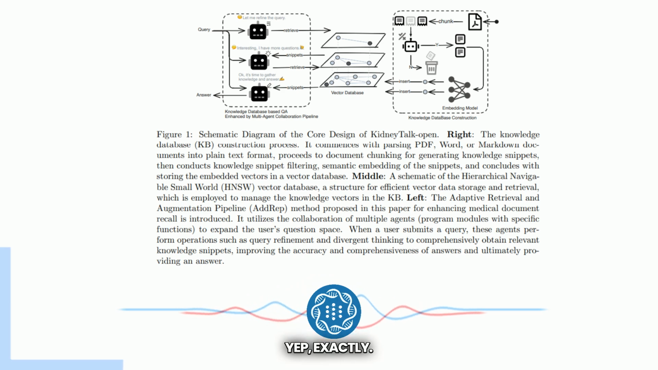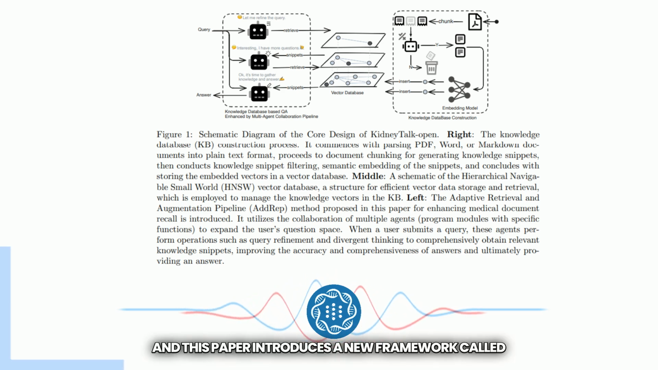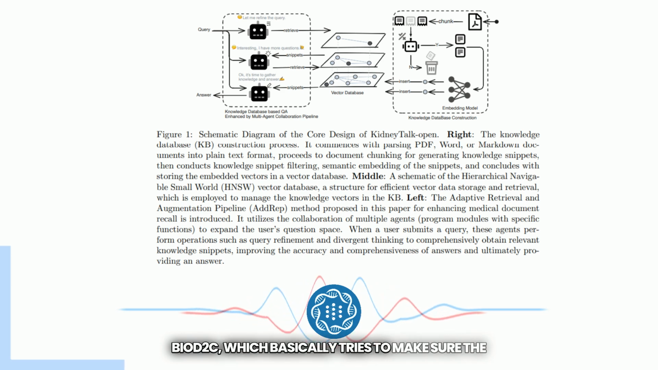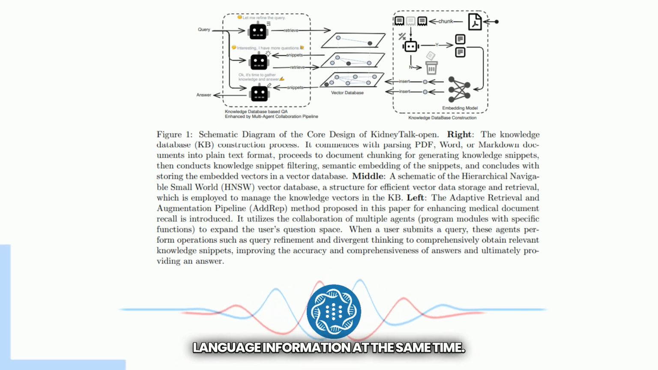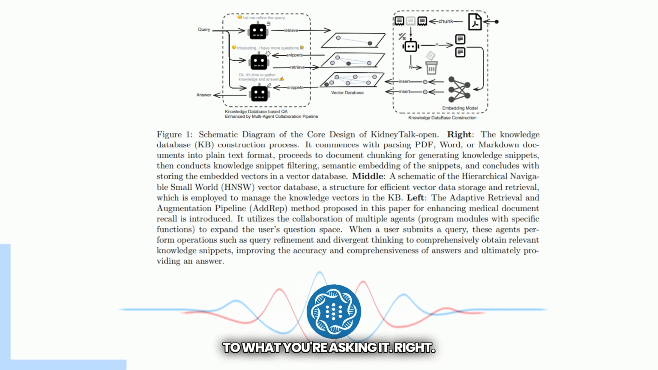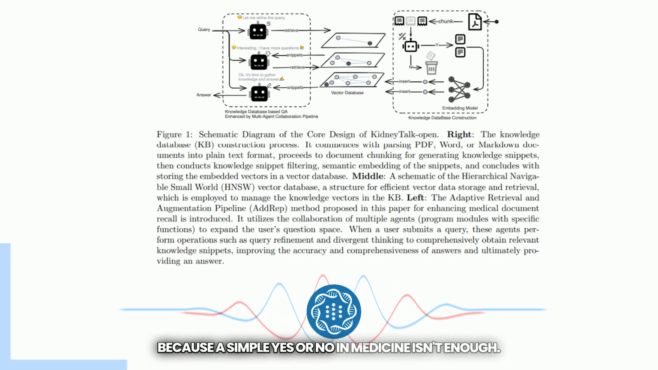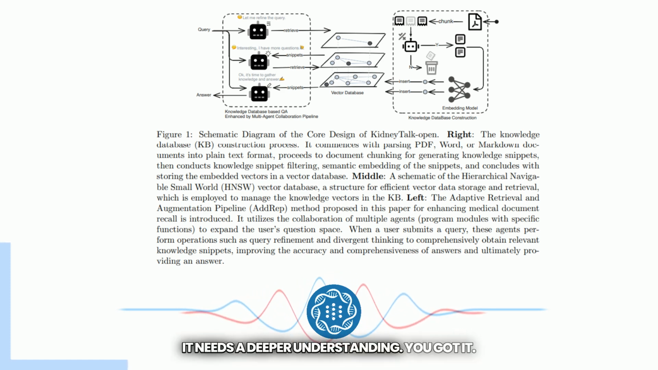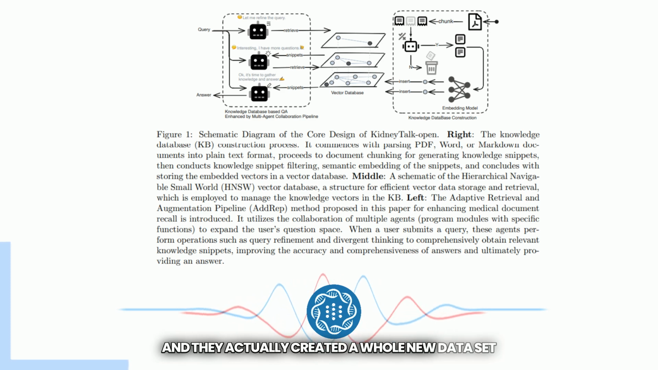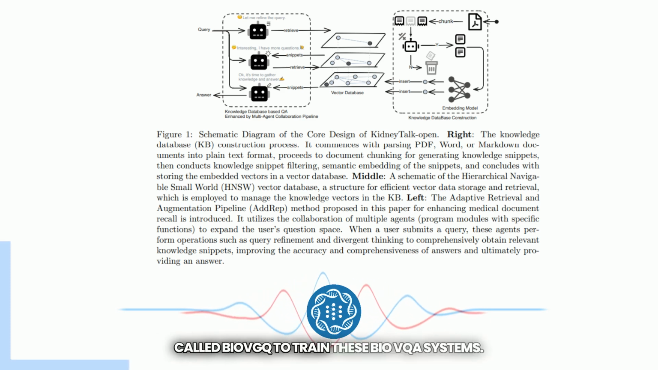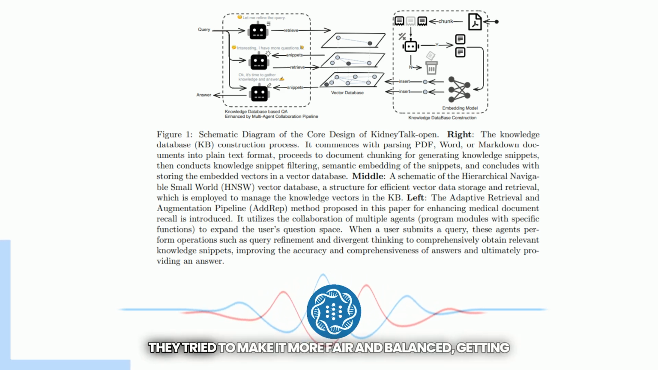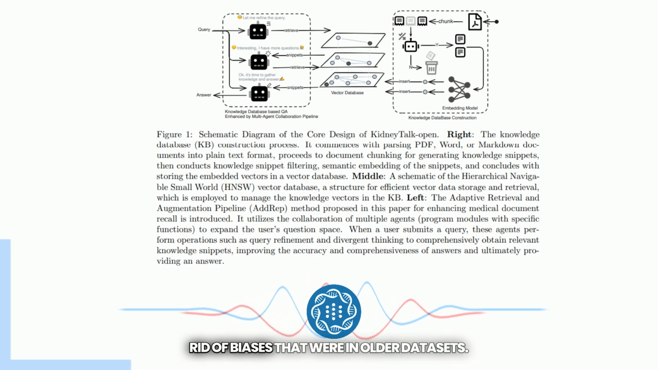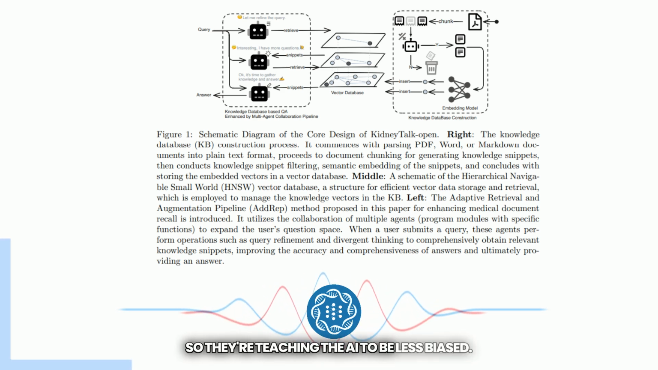Yep, exactly. And this paper introduces a new framework called BioD2C, which basically tries to make sure that AI is understanding both the visual and the language information at the same time. So it's connecting what it sees to what you're asking it, right? Because a simple yes or no in medicine isn't enough. It needs a deeper understanding. You got it. And they actually created a whole new data set called BioVGQ to train these BioVQA systems. And what I really like about this data set is that they tried to make it more fair and balanced, getting rid of biases that were in older data sets. So they're teaching the AI to be less biased, right?